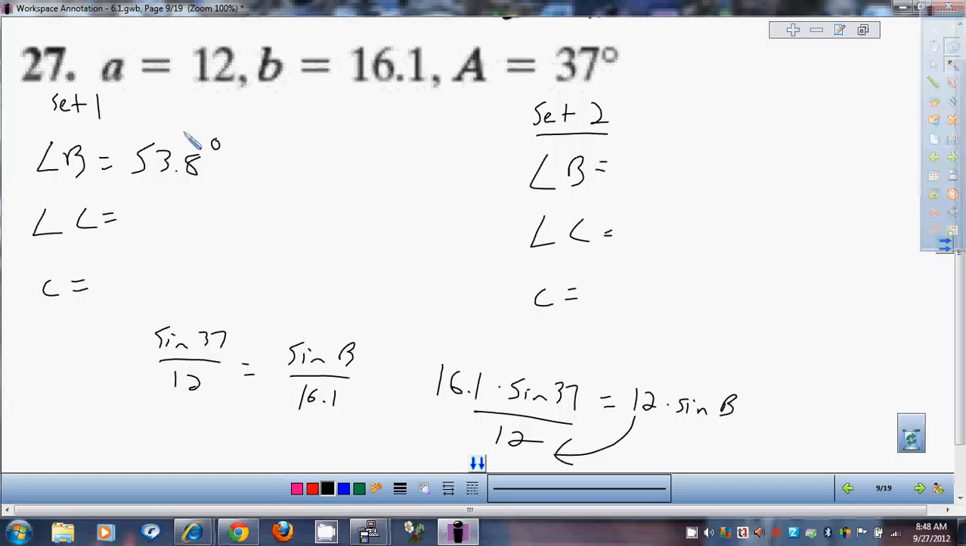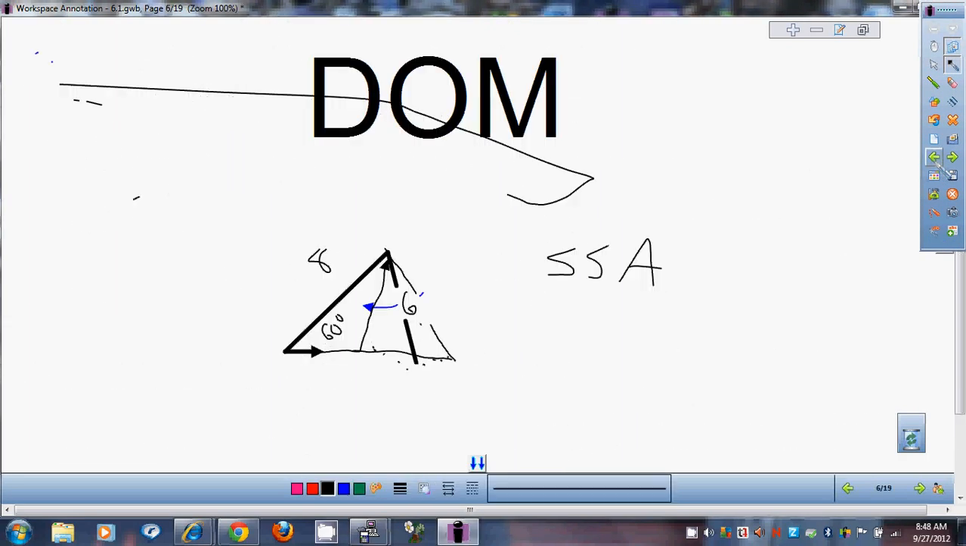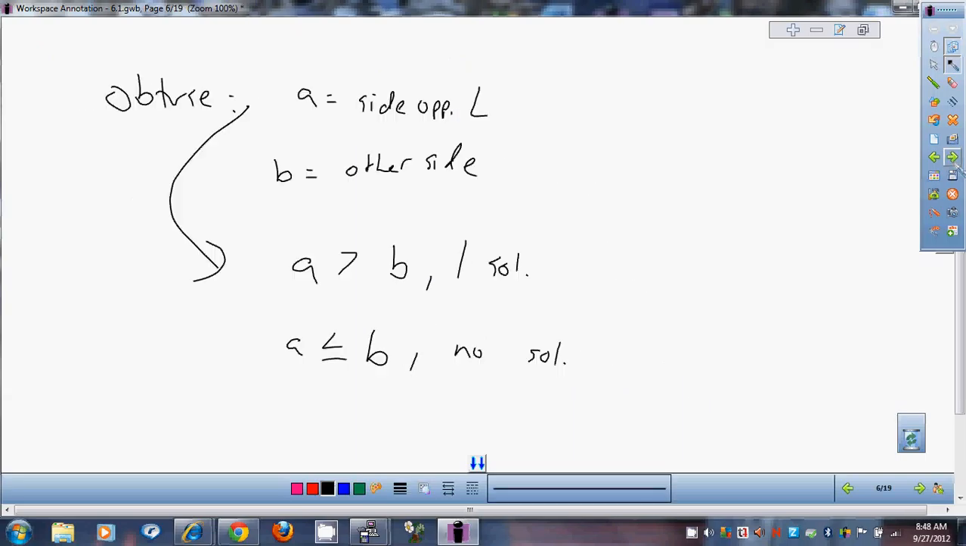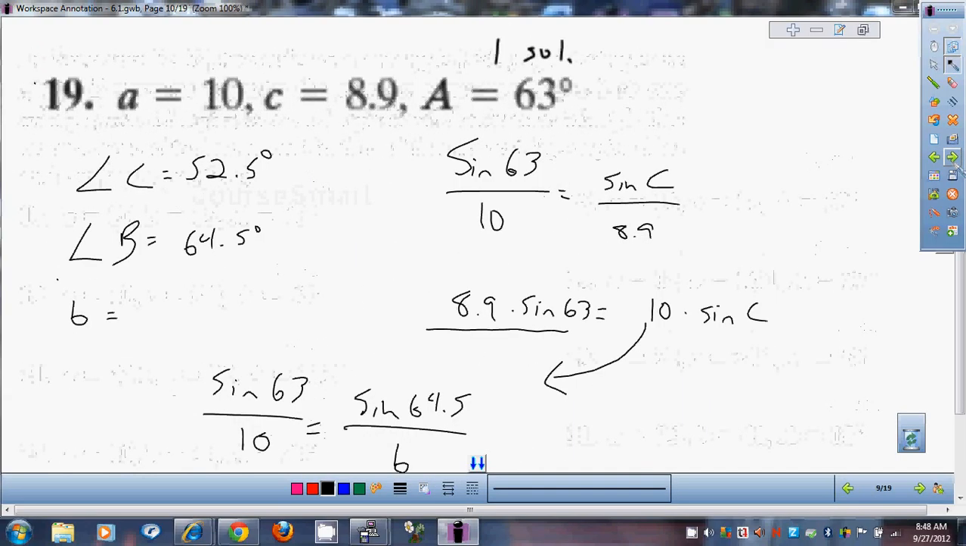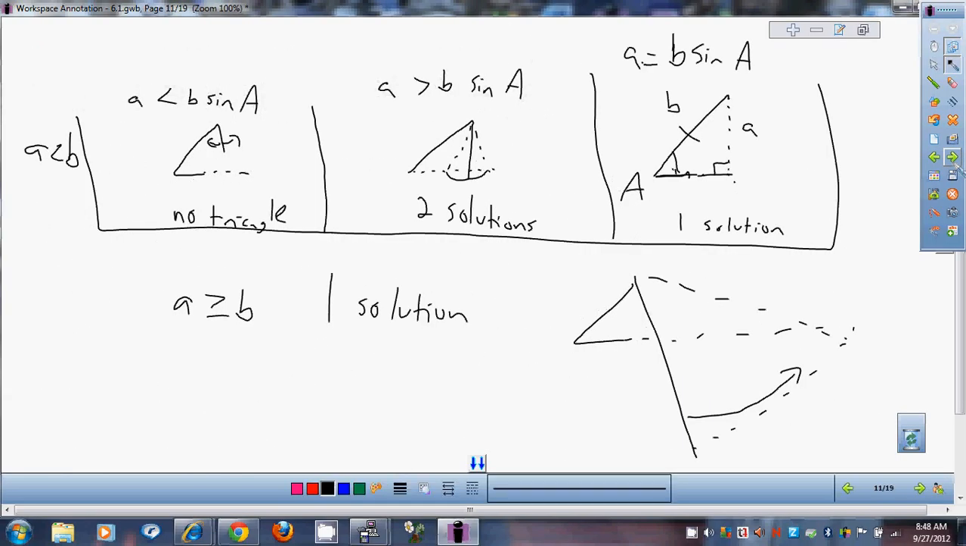I said earlier, and I forgot to tell you why those two angles were supplementary. Boy, I really am losing track of my slides here today. They're supplementary based on one simple fact. You see this two solution thing right here?